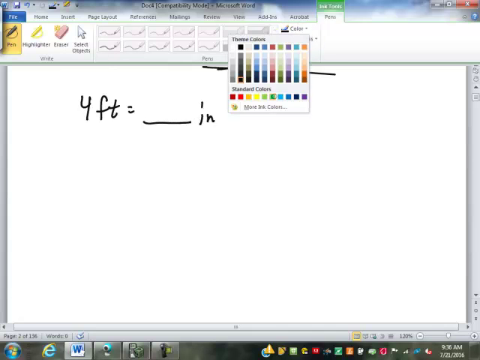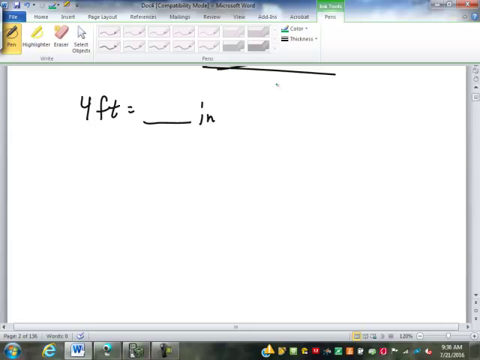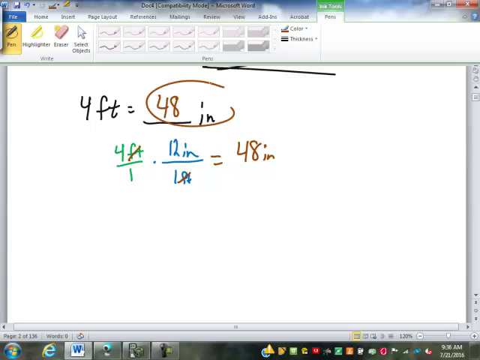If I were converting 4 feet into inches, what am I going to do? Yeah, it's going to be 4 feet over 1. 1 foot is 12 inches. Feet cancel out. 4 times 12 is 48 inches. And most of us just know that when you go from feet to inches, you multiply by 12.